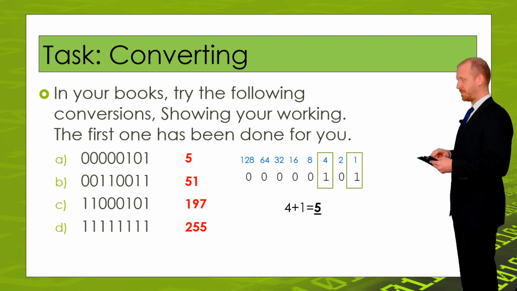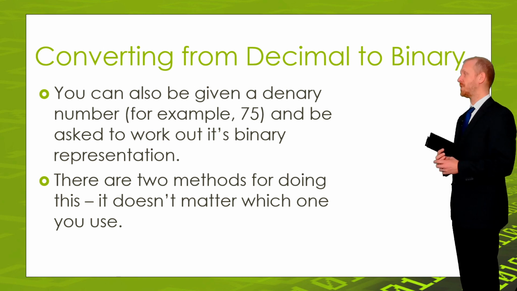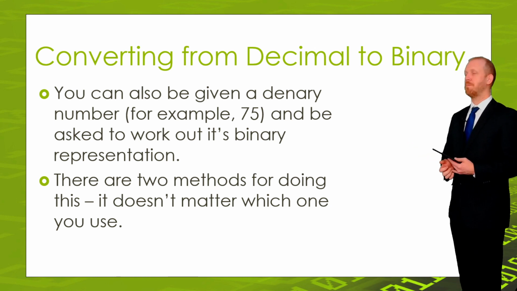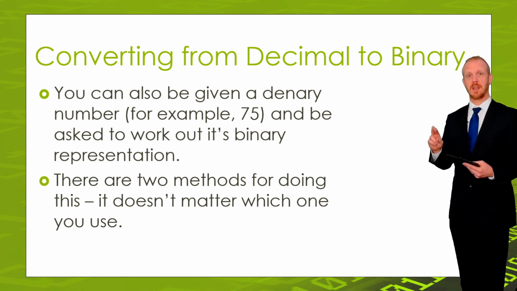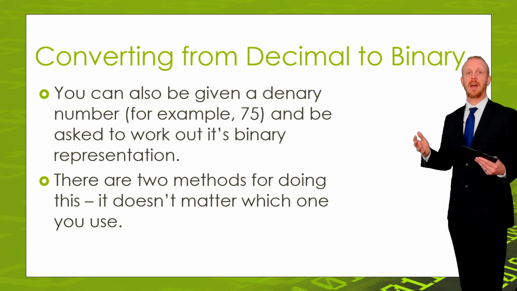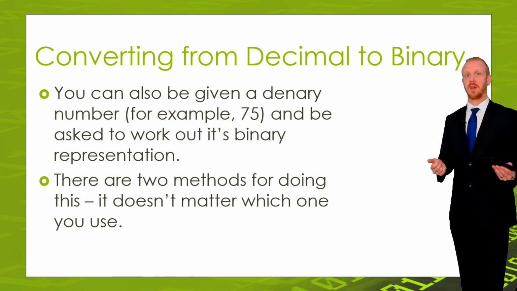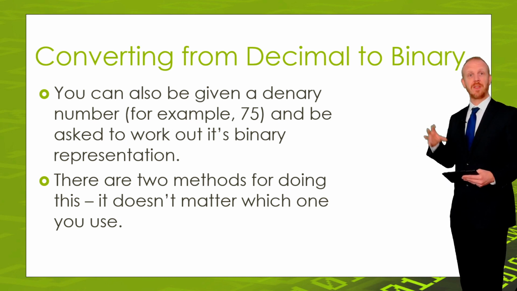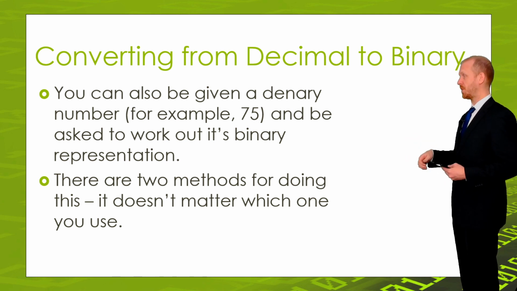The next bit is converting the other way, starting with a denary number and converting it to binary. So let's say we're given the denary number of 75 and we need to work out its binary representation. Well, there are 2 methods for doing this. I'll show you them both. You choose which one you're happiest with. We generally get about a 50-50 split of students that want to do one or want to do the other. That's fine. There's never been a requirement to learn any particular method. As long as you can get the correct binary value at the end, then it's a good enough one.